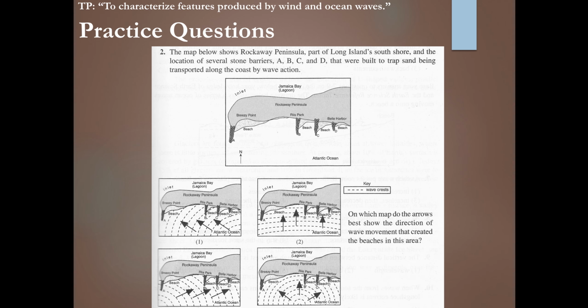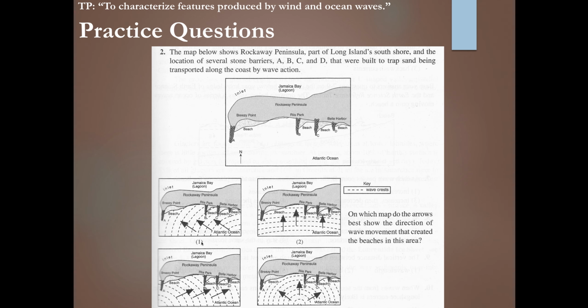We got to know what direction it went. So we know that waves have to come in at an angle, and usually they come in at the same angle. So we can eliminate 2, because in choice 2, the wave crests are all coming in straight. We can eliminate 4, because they're coming in at all different angles. Alright, it's either going to be 1 or 3.